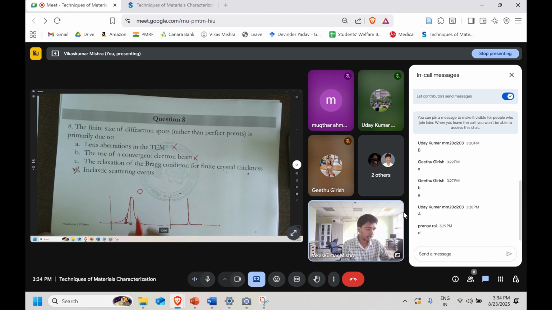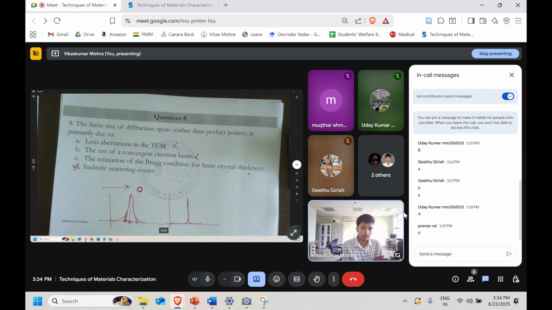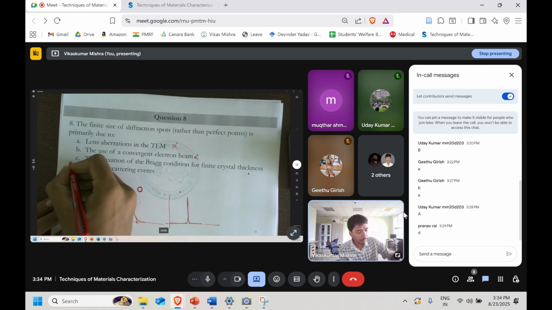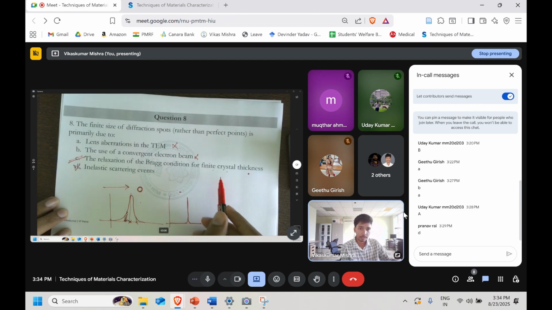A similar phenomenon is also happening in the case of TEM, where we see that the diffracted beam is not a single point. Rather, it's quite large. The spot is quite diffused. This is happening because of the relaxation in the Bragg's condition.